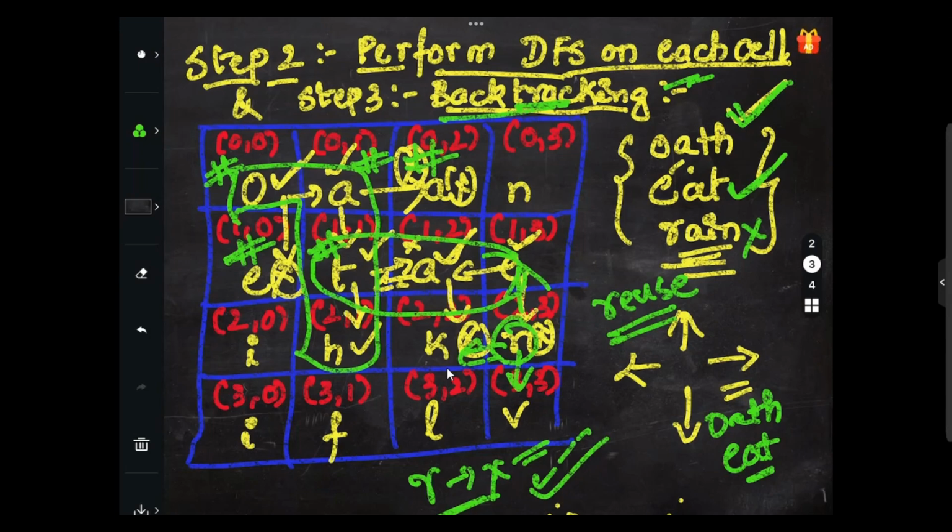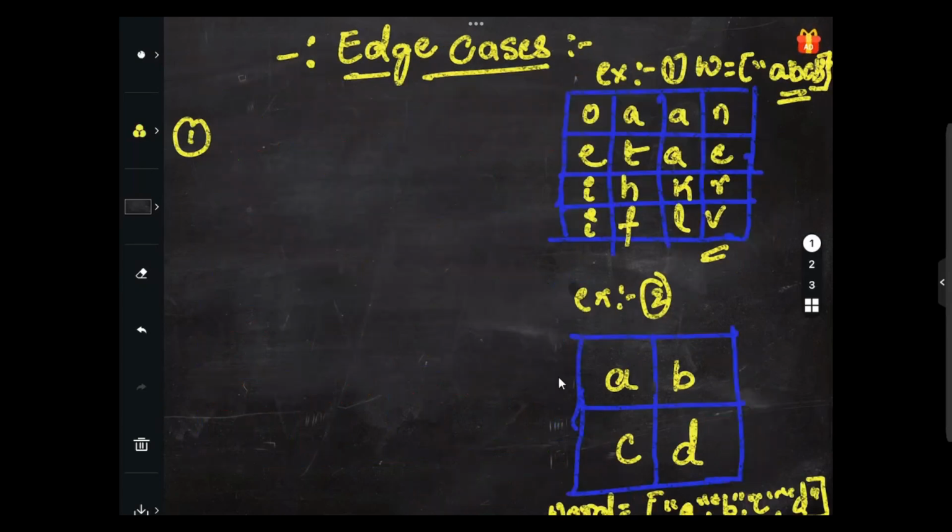Now let's discuss the edge cases one by one. First one is when no words found. It is for the condition when no words found.